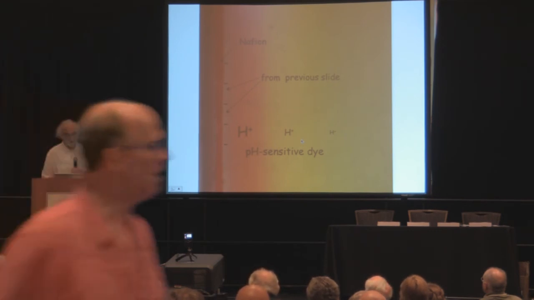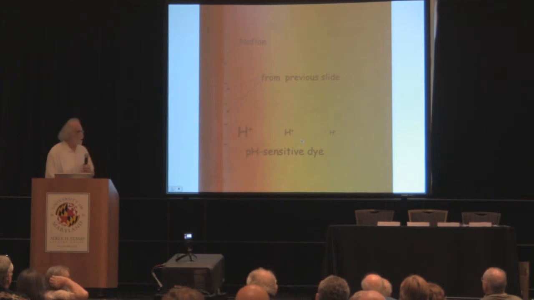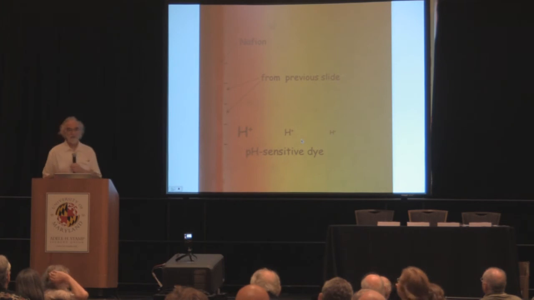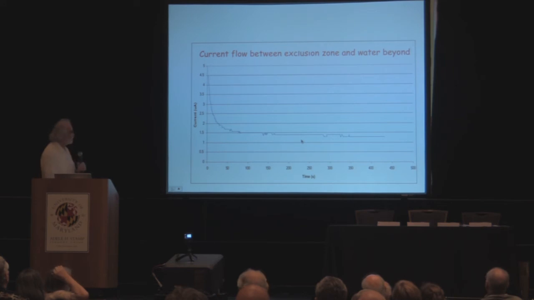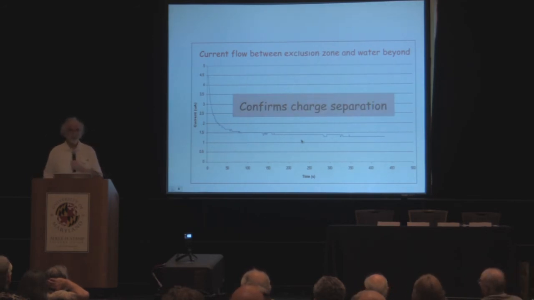And if that's really true, then you expect to get current. That is, if you place one electrode here and one electrode here, connect them through a resistor, you ought to be able to get current flow. And here's a record of the current flow. So here's current versus time. And you can see that it starts at some high value, high in quotes, microamps, and goes down to some plateau value. It's not 0, it's a plateau value that's maintained for quite a long period of time. So that confirms that there is some kind of charge separation that occurs there.